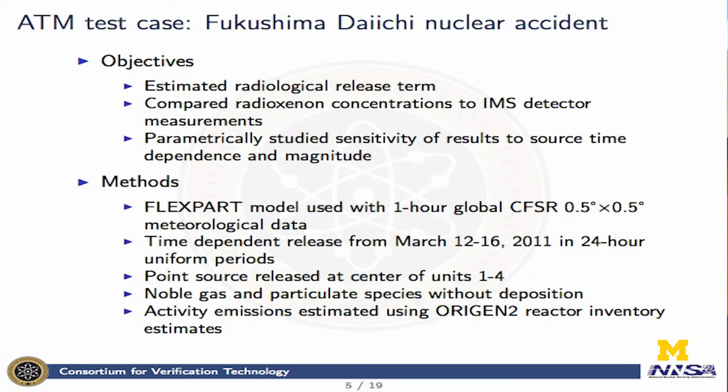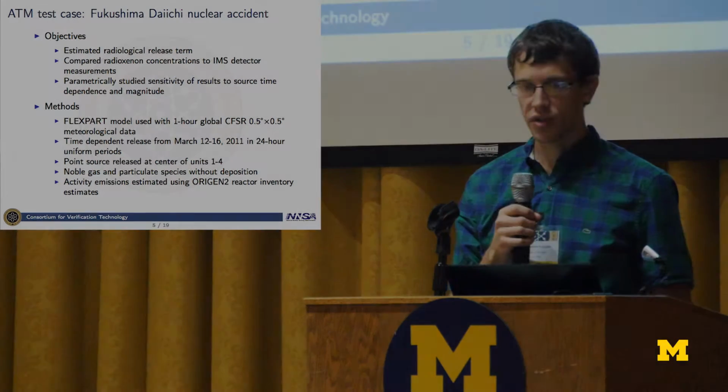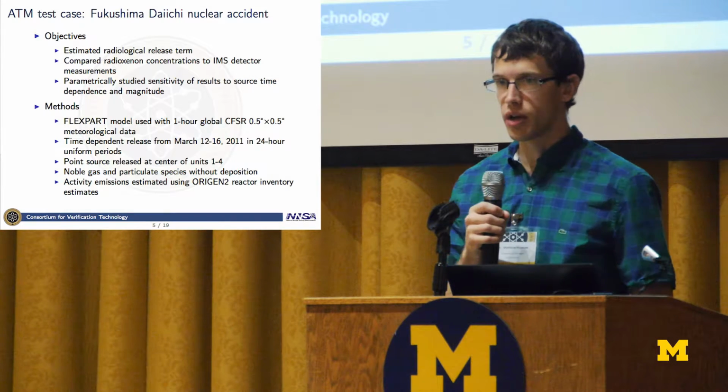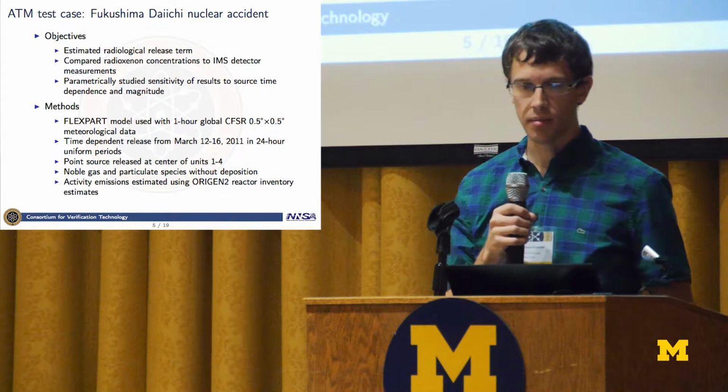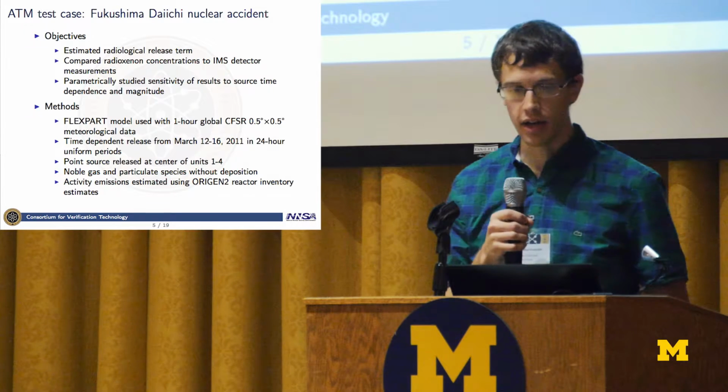So one of our first test cases is the Fukushima Daiichi nuclear accident test case, and we actually have IMS detector data from this incident, and we want to be able to estimate the radiological release from this event. We parametrically studied the source time dependence and magnitude of our estimate based on the data.